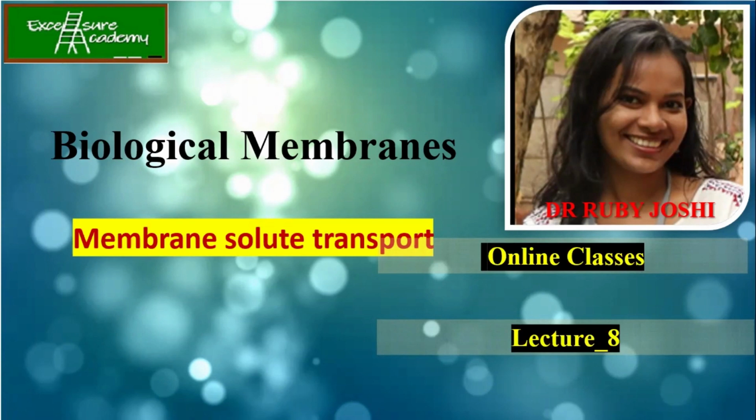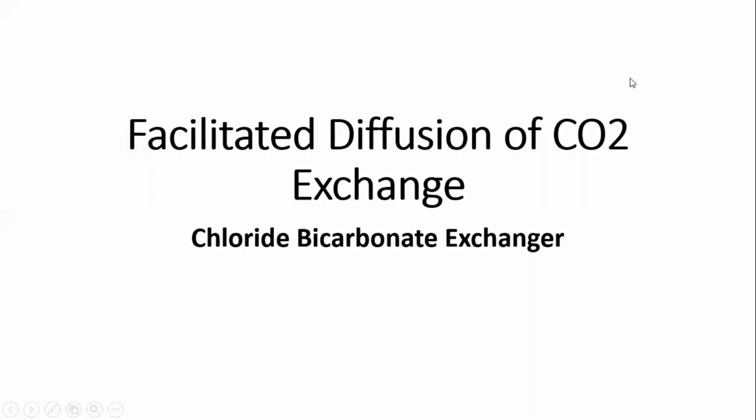So we were doing biological membranes, and yesterday we talked about ligand-gated channels, right? We discussed the acetylcholine receptors, of which there are two types, nicotinic and muscarinic. Now in today's lecture, we'll talk about the chloride bicarbonate exchanger. That is a facilitated diffusion of CO2 exchange.